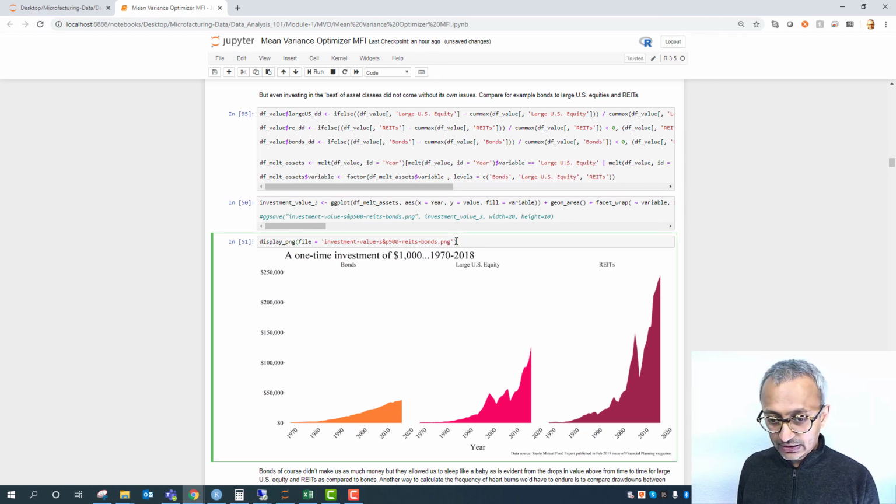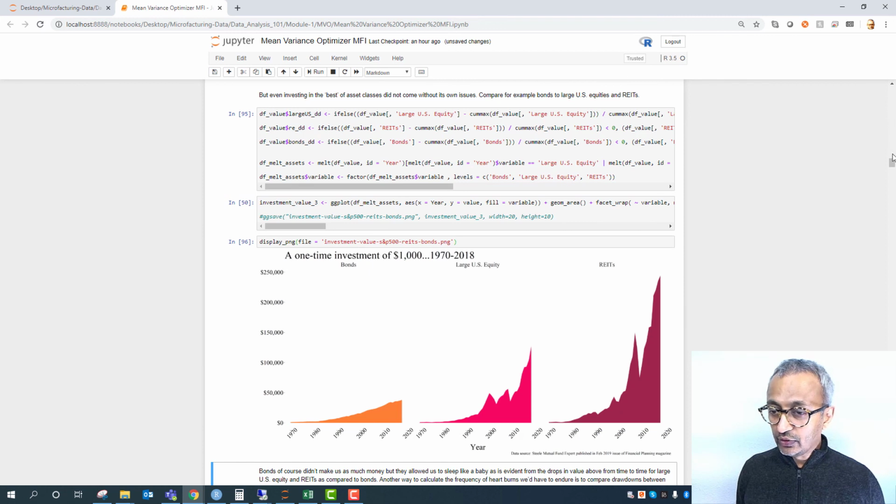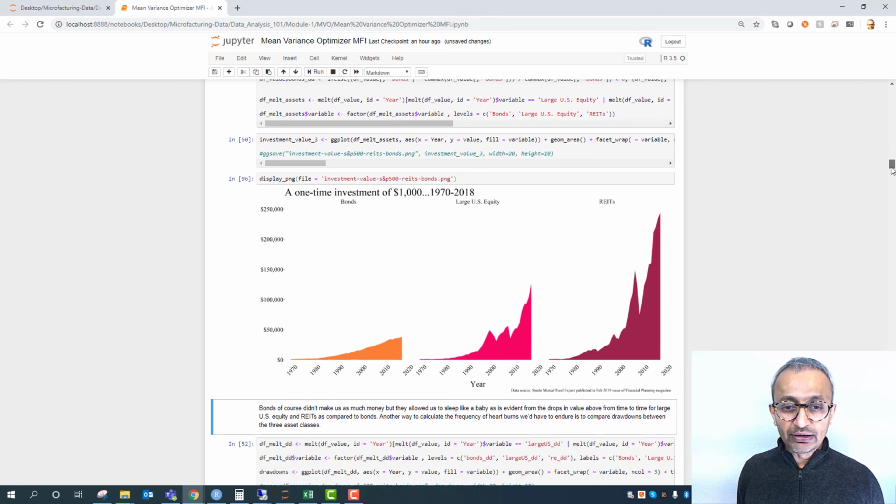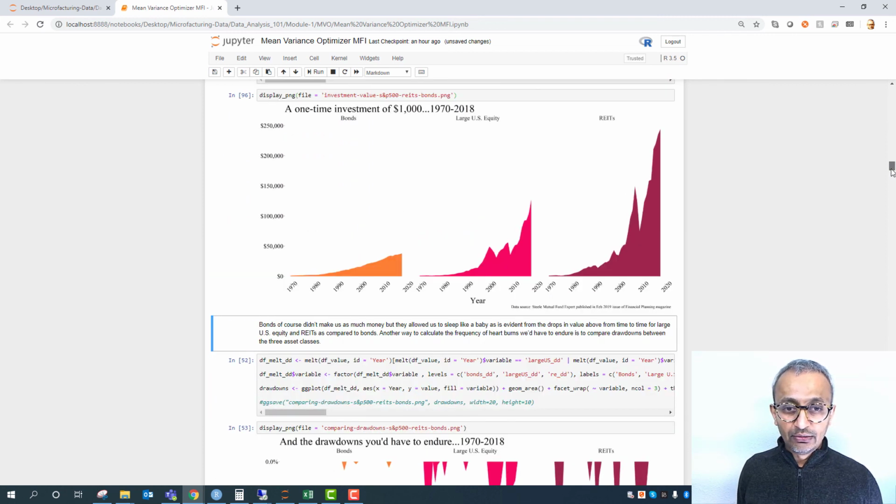So let's look at what else. If you look at bonds, we're just going to compare three different asset classes, right? Bonds, large US equity and REITs, right? So you see some pretty steep drops, right? So you have to endure all these things in order to get to the other side, to make the kind of money these asset classes did, right?